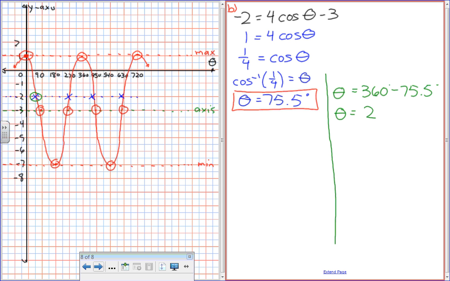Try again. I think it's 2 something. How much? 284. Okay, 284.5. Now, going back to my graph, and this is why this graph is useful.